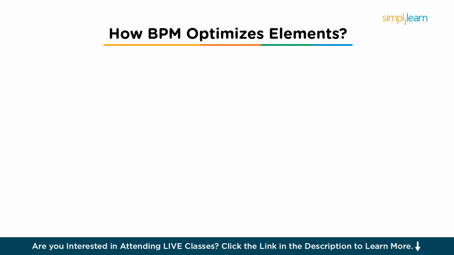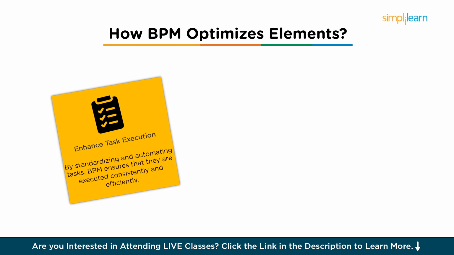How BPM optimizes these elements. Now that we've explored projects, processes, and tasks, let's examine how BPM optimizes them. BPM plays a crucial role in ensuring the smooth functioning of tasks, processes, and projects by creating an environment that allows each to thrive. Through BPM, organizations can enhance task execution. By standardizing and automating tasks, BPM ensures that they are executed consistently and efficiently. Task automation reduces manual errors, saves time, and allows resources to focus on more value-added activities.